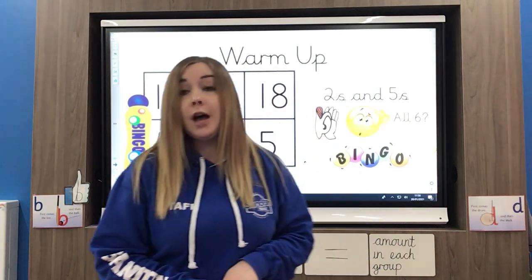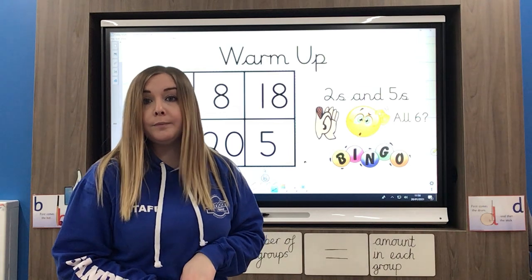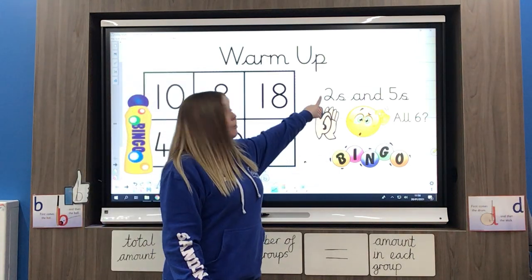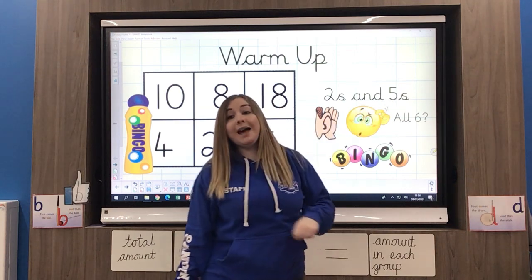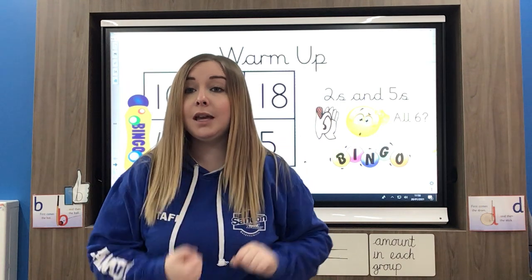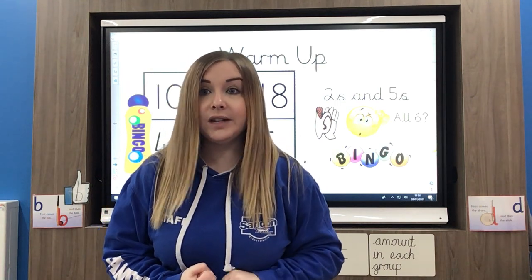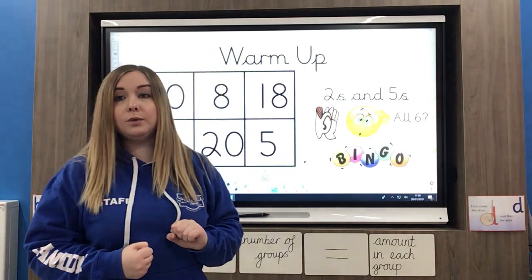Now we're going to start today's learning with a game of times table bingo. You'll notice that we'll be using our 2s and our 5 times tables. So I need you to write down 6 numbers that are in your 2 times table or your 5 times table. Show me that you're ready once you've chosen those 6.